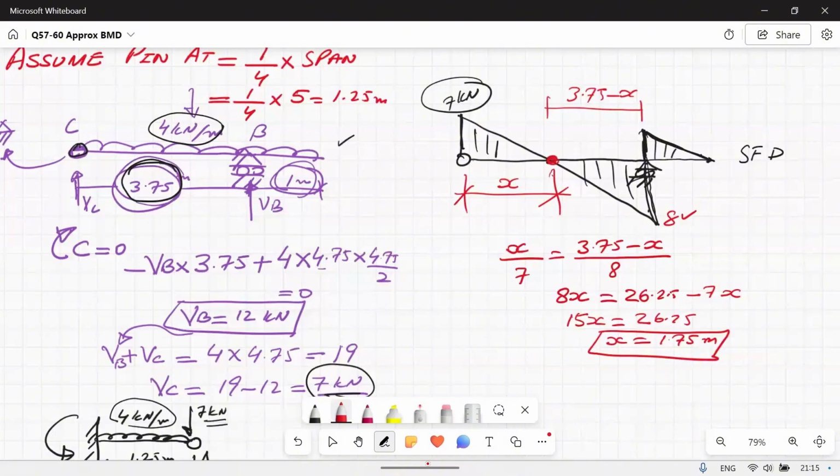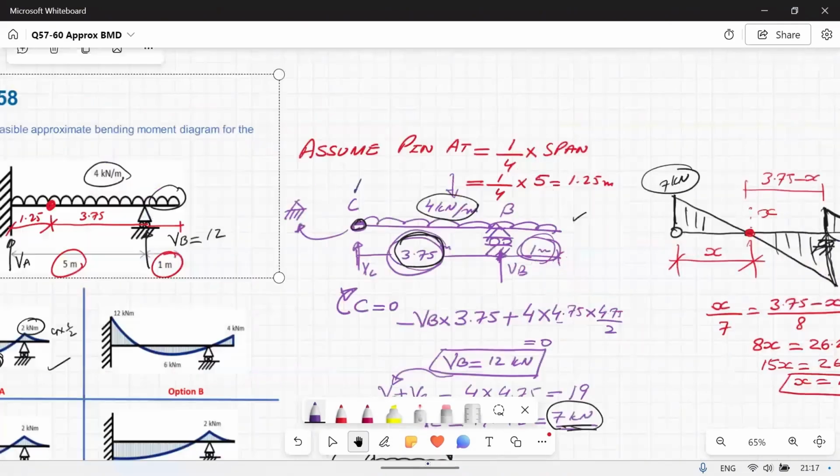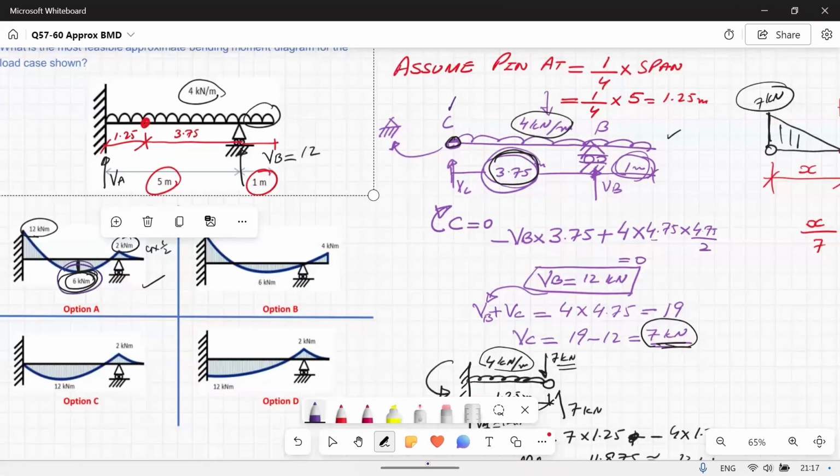Now we are ready to find out the moment at this X. So moment at X, if I take it from left side, M at X will be VC times 1.75, and that is creating a clockwise moment, minus 4 times 1.75 times 1.75 divided by 2. VC is equal to 7, I think. So from here we can find out Mx. It's giving me 6.125. Approximately I can say that this is equal to 6 kilonewton meter. So option A is the right option.